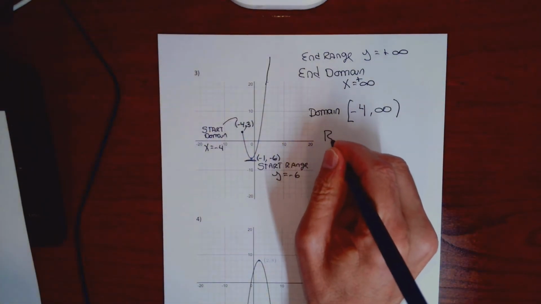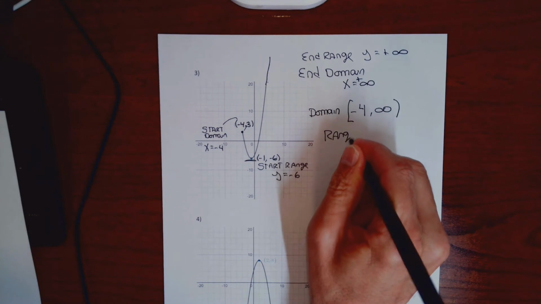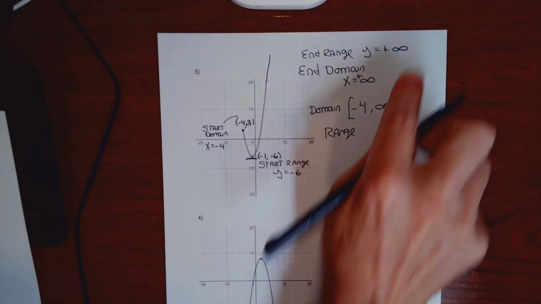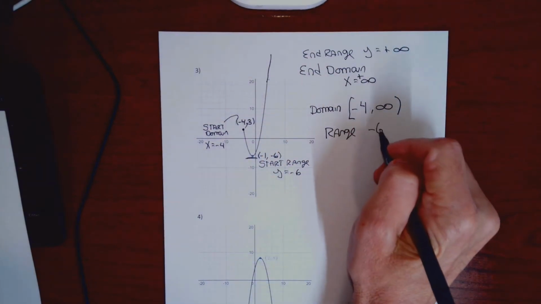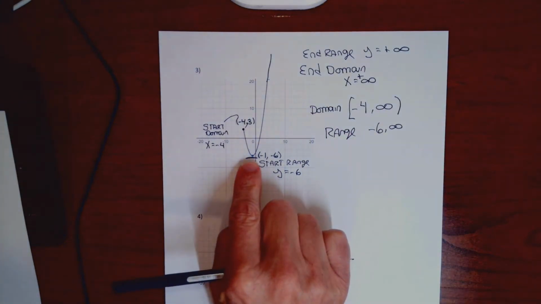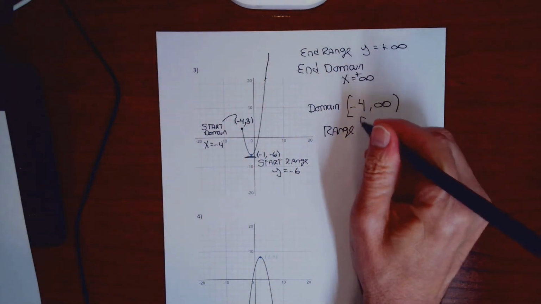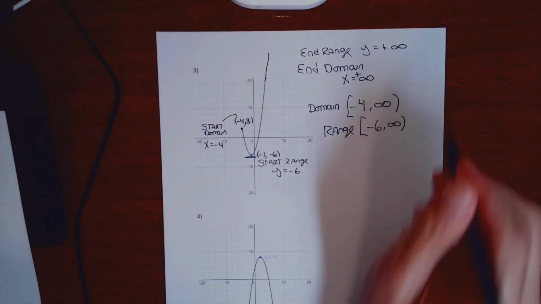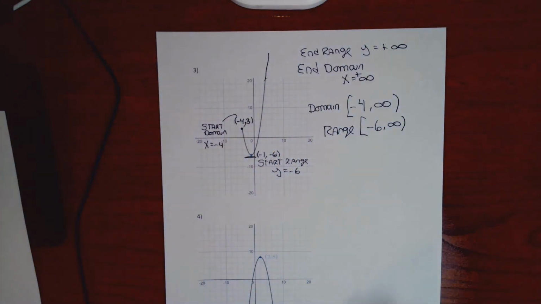For the range of this problem, the range is going to start at negative 6 and end at infinity. The point that the negative 6 comes from is marked with a solid circle, so that's going to get a square bracket, and infinities always get round brackets.